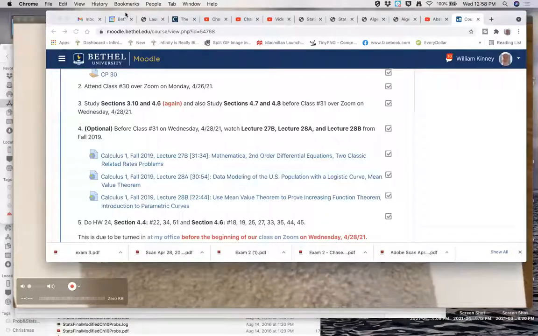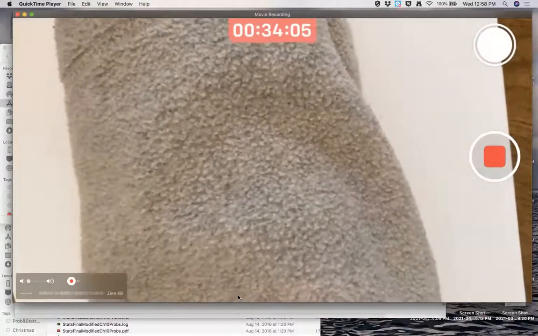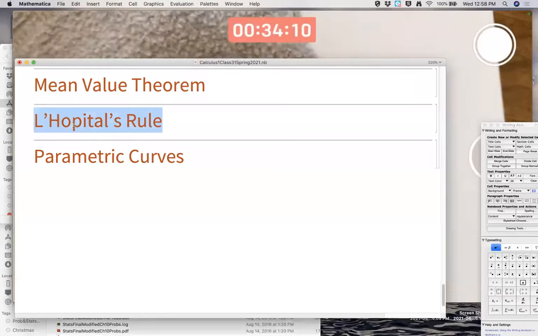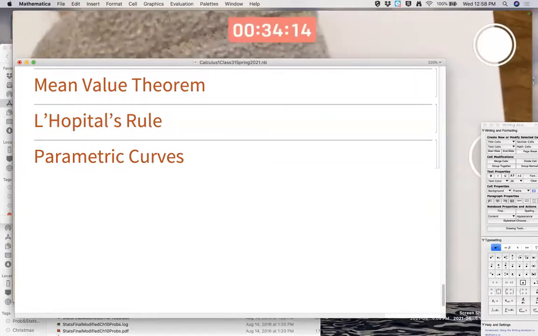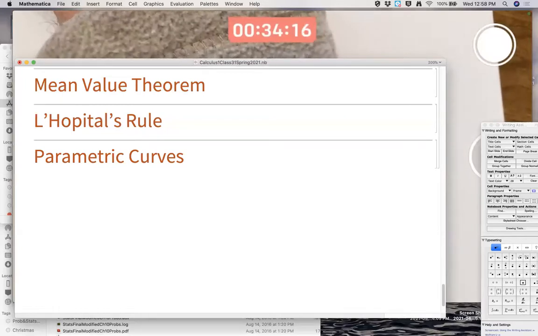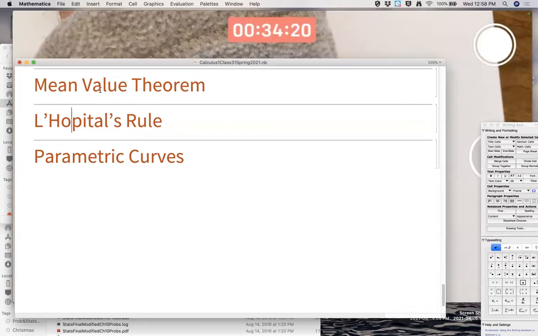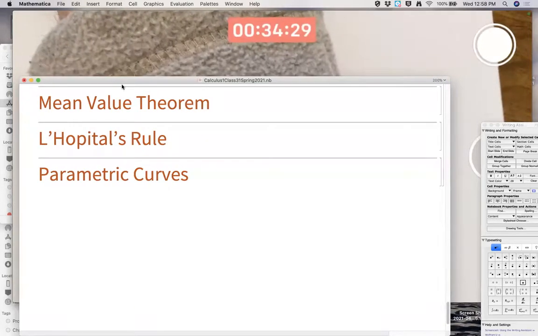Next topic is something called L'Hopital's rule. Here's how you spell it. Actually, sometimes people spell it with an S in here. I usually avoid the S. It's a French name. Actually, L'Hopital was an aristocrat. He really wasn't a mathematician. He got a mathematician to write a calculus book for him, and because he funded it, he got his name on it. And so then L'Hopital's rule stuck.